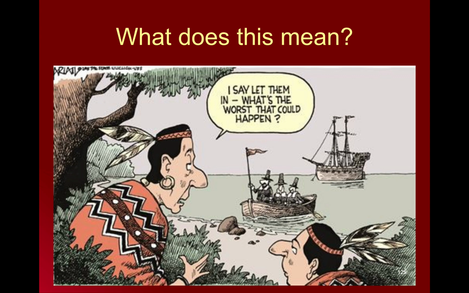Hopefully you identified that the characters in the foreground are Native Americans, indigenous populations, probably to what is now the United States. And those boats coming in look like colonists from Europe, pilgrims coming to the New World. And the dialogue says, I say let them in. What's the worst that could happen? So if you didn't already make this connection, this particular cartoon is about immigration. And it's about the current immigration struggle.